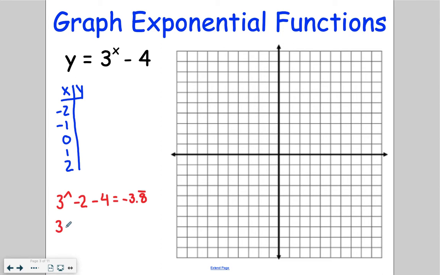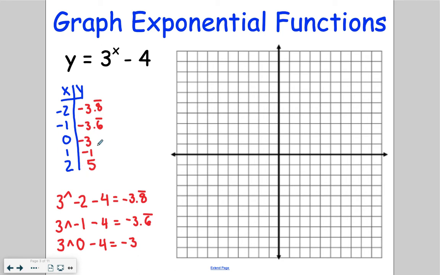Then you would do the same thing with 3 to the negative first power minus 4, which is going to give you an answer of -3.6 repeating. Then you would plug in 3 to the 0 power minus 4, which is going to give you -3. And you're going to continue going on with that pattern. And the last two values you are going to get are going to be -1 and +5.